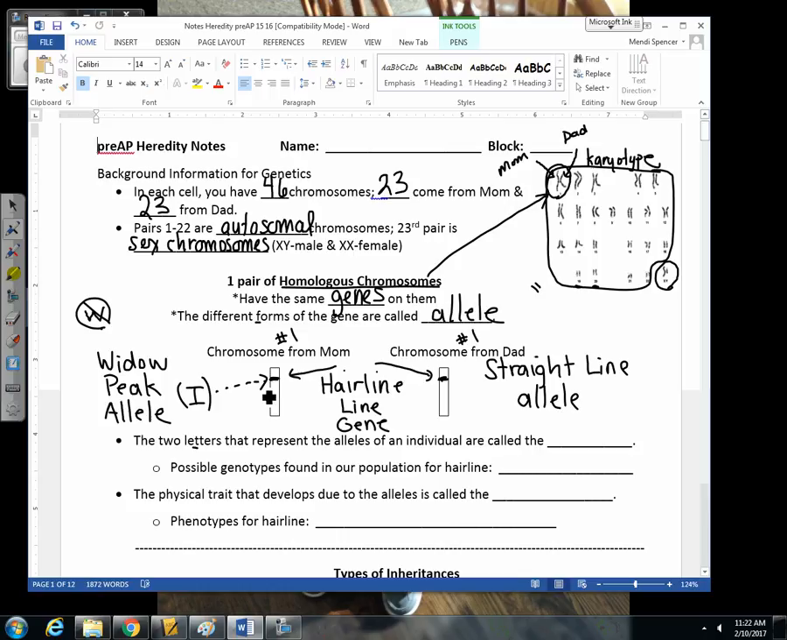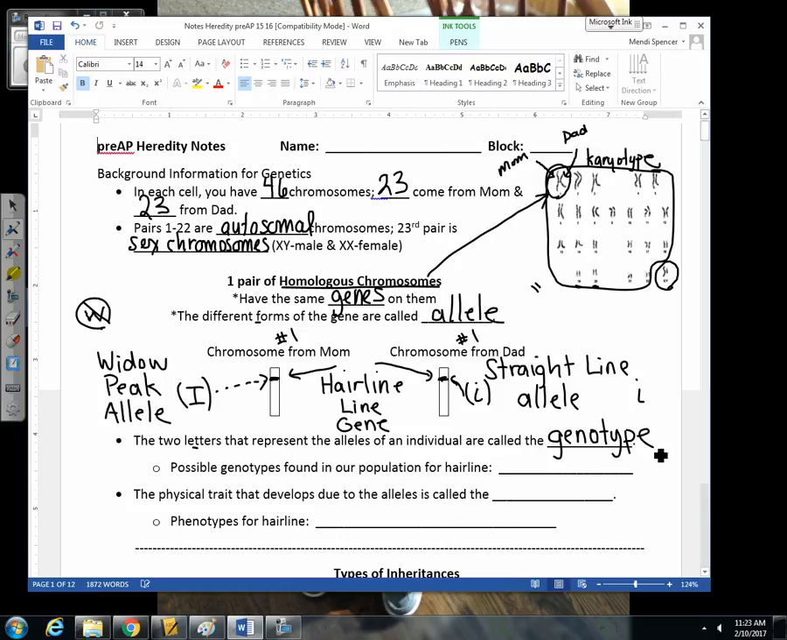And since it's the same gene, I'm going to use the same letter here. Actually, I'm going to write it right here. And I'm going to use a lowercase i to represent the allele or the form that is found on dad's chromosome. These two letters that represent what genes you possess or what alleles you possess are called your genotype.